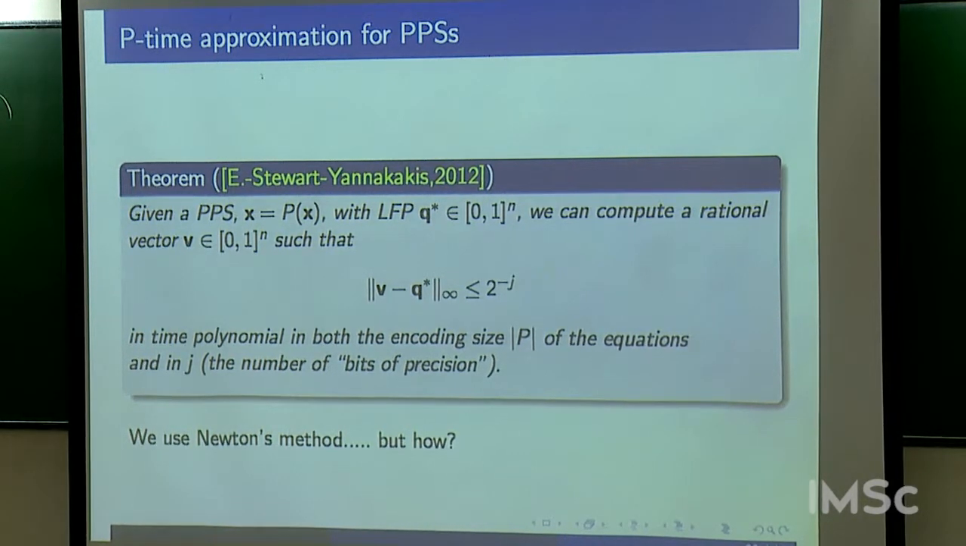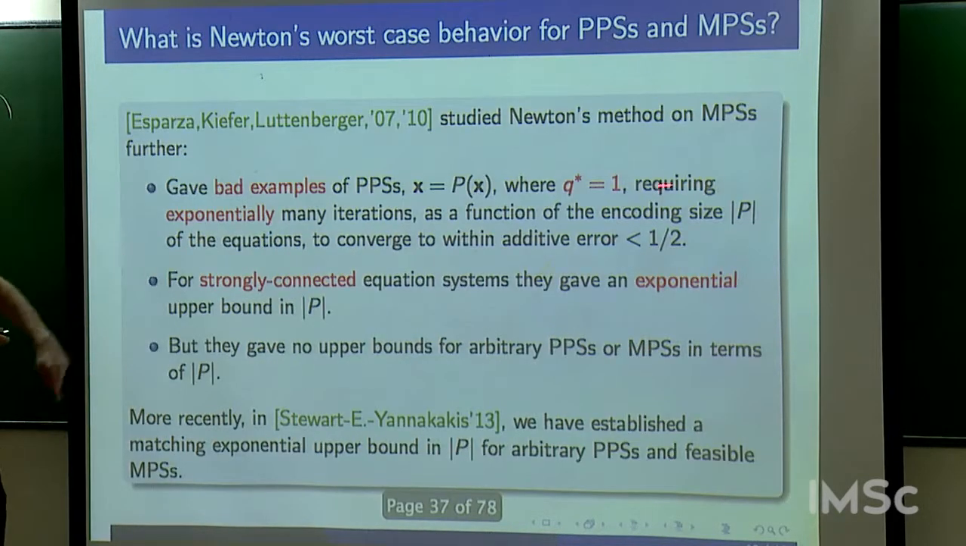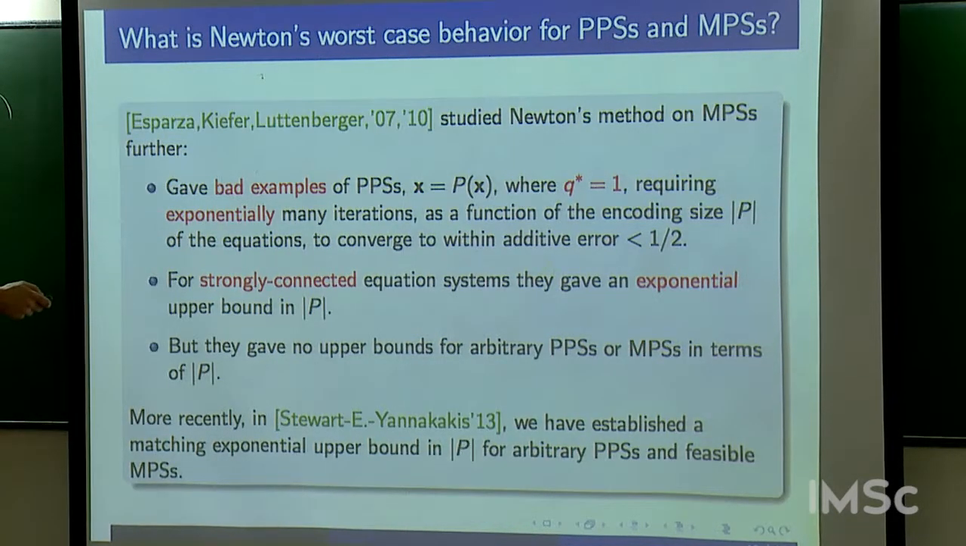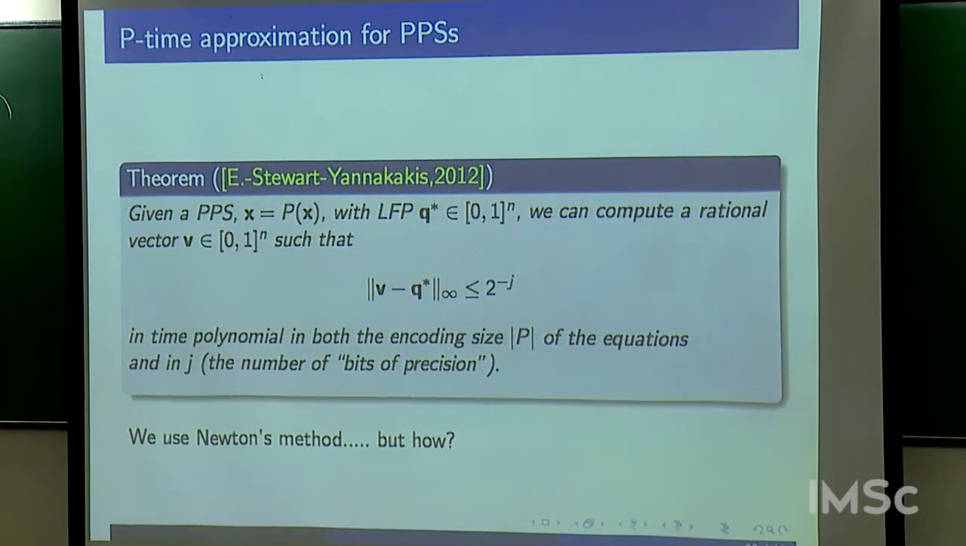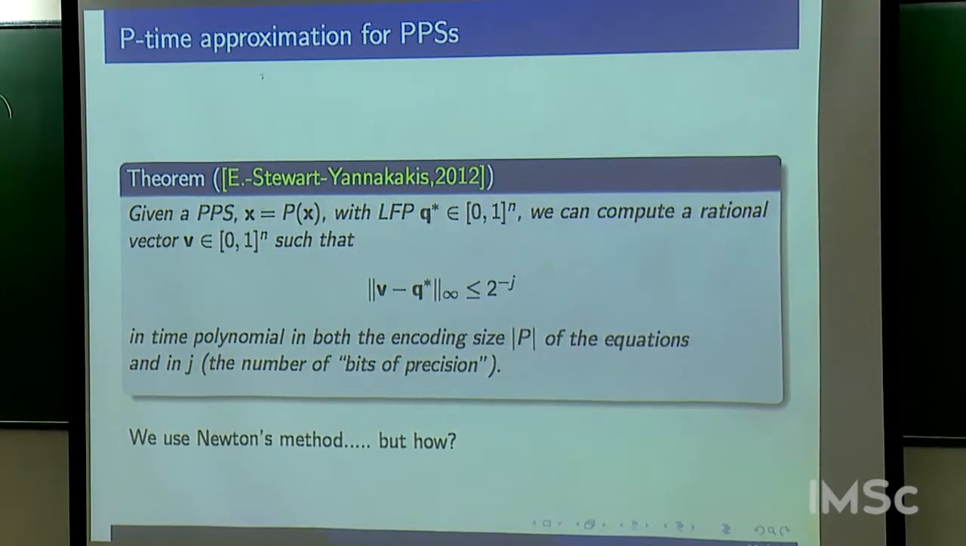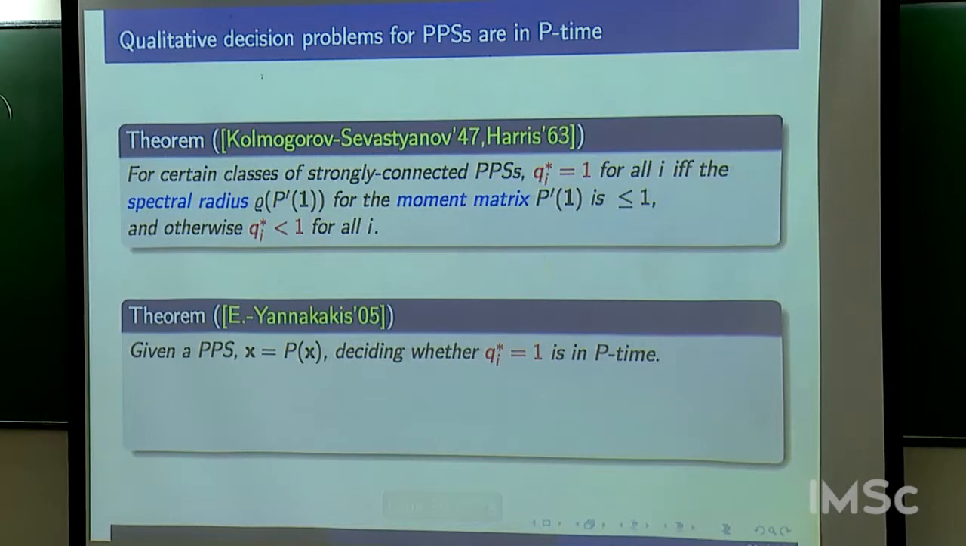And so the magic is this. Notice that the bad examples that Esparza et al. gave have the property that the least fixed point is the all one vector. And that turns out to be a case that we can detect and solve separately. And fortuitously, it also happens to be, in a sense, the only critical case which causes nasty problems. And so let me elaborate.